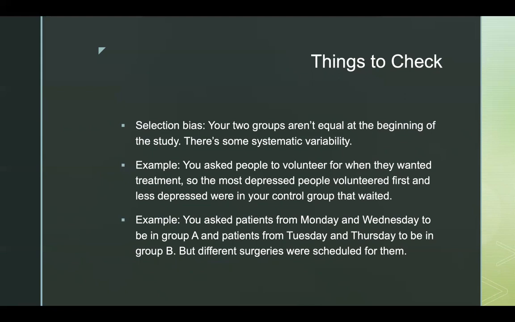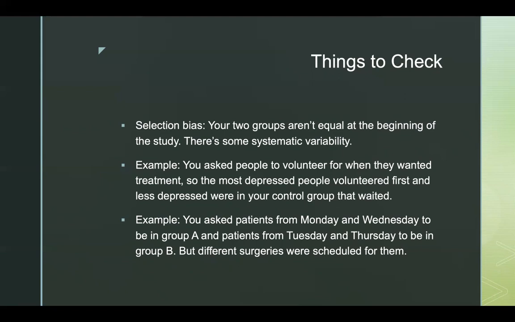So let's say an example is you ask people to volunteer for when they wanted treatment. And so the people who volunteered for the treatment first were maybe the people who were more upset and depressed than the people who volunteered for treatment second. So that might be a difference between your two groups. That would be a selection bias.